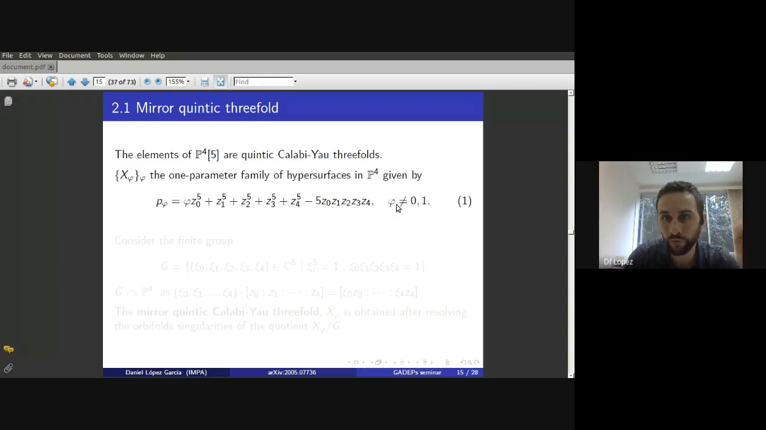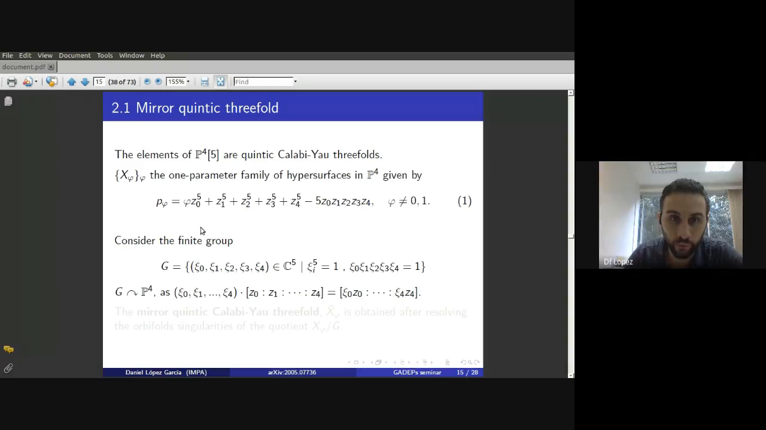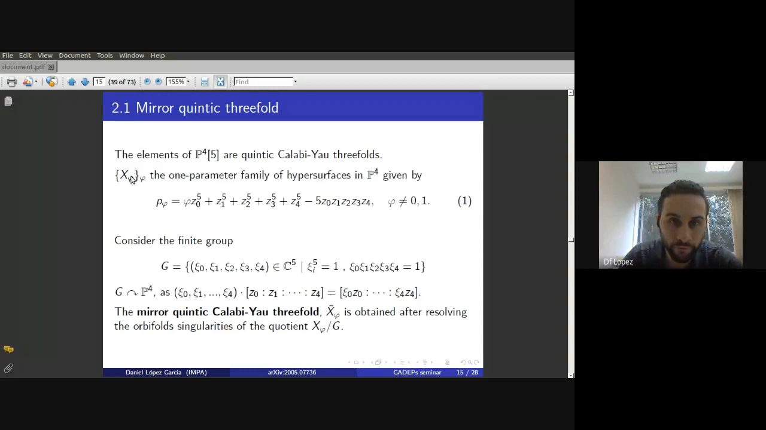So now let me consider this finite group G, where psi_0, 1, 2, 3, 4 are fifth roots of unity, such that they satisfy that relation, the product of them equal to 1. We consider the action of G on P^4 by multiplication coordinate by coordinate, as here. And the mirror quintic Calabi-Yau threefold is the quotient of this hypersurface by G. But this is not smooth. It has some singularities.